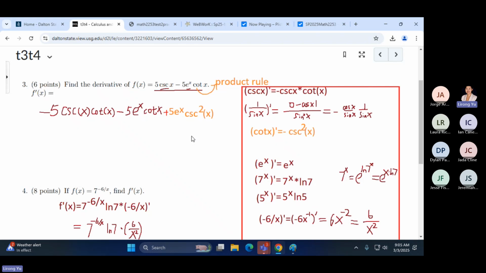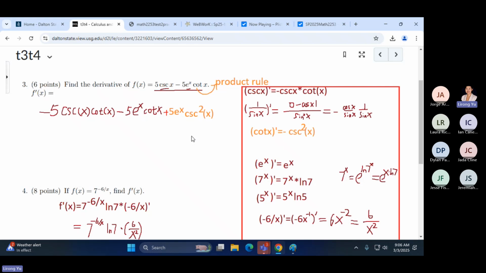Now for the derivative of e to the x times cotangent, you have to apply the product rule. So e to the x times cotangent of x, plus e to the x times the derivative of cotangent, which is negative cosecant squared. That's one of the product rule problems, from the 2.4 homework. If you feel like you're not quite sure how to do it, then we can pull out that homework question and do more practice questions.